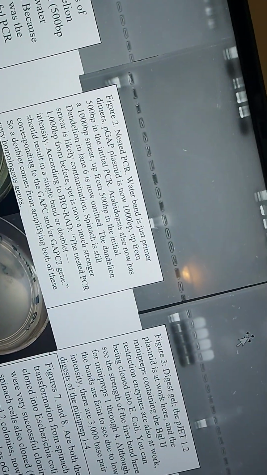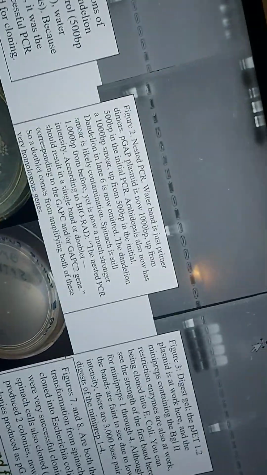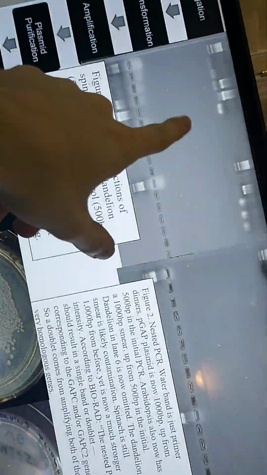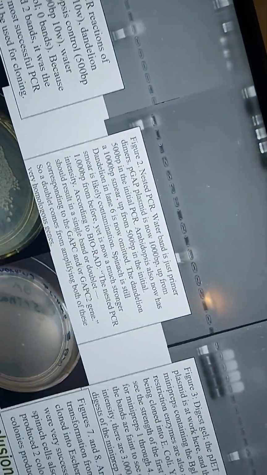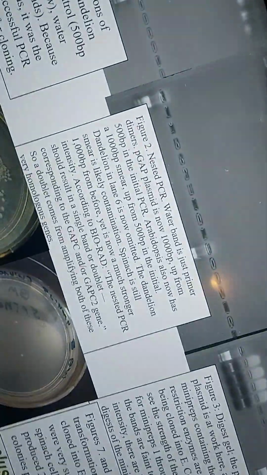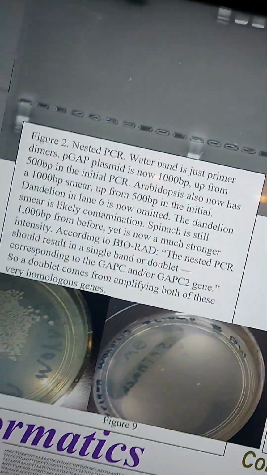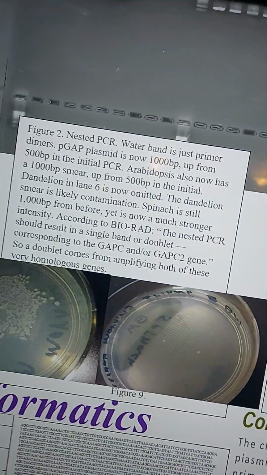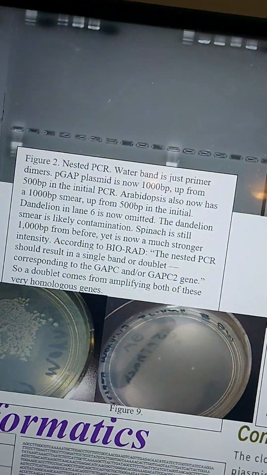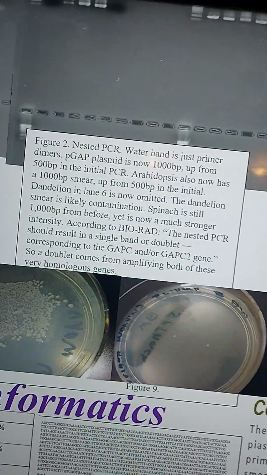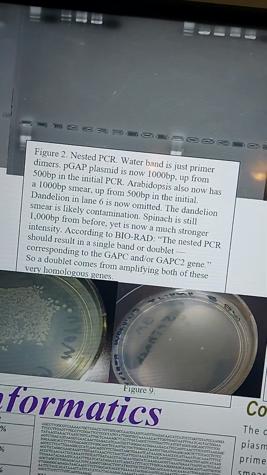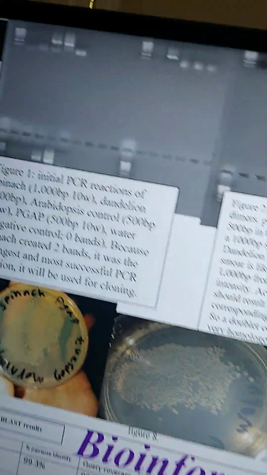Arabidopsis has a 1,000 base pair smear, which is up from the 500 base pairs in this one. So it's doubled using nested PCR. We now no longer use the dandelions, which would be in lane 6. The dandelion smear is likely just contamination. Spinach is still 1,000 base pairs from before, so it hasn't really changed since then.